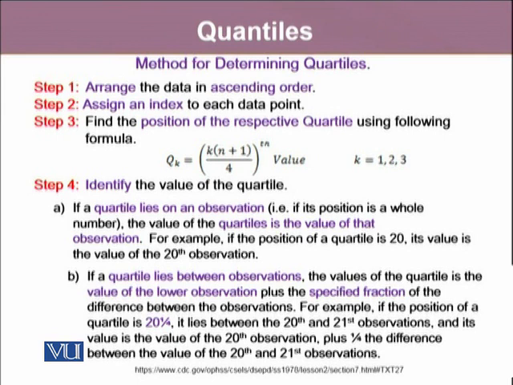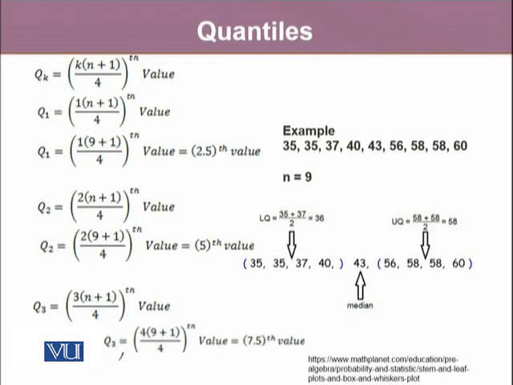But if by any chance it lies between two observations, then we take the lower value and a specified fraction of that value to be considered as our quartile value in our data. Let's take an example where we have this data that contains 9 different observations. To calculate quartiles, let's say to calculate the first quartile, we need to order the data into ascending order.